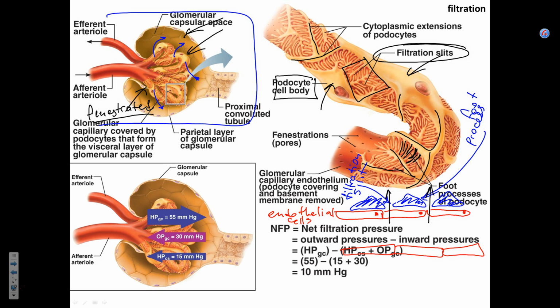Turns out, I'm sorry, there's going to be a lot of misspoken things today, I feel it. The size of the filtration slit is such that only smaller molecules can cross it. Anything protein-sized or larger cannot get into the filtrate. Does that make sense?